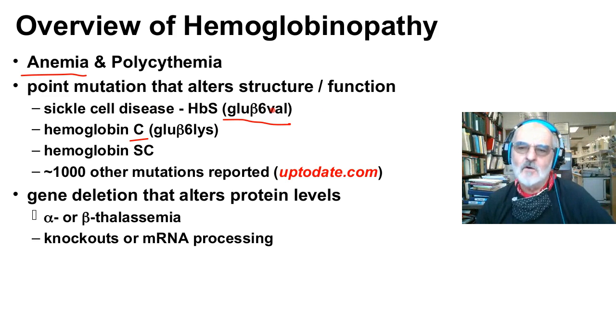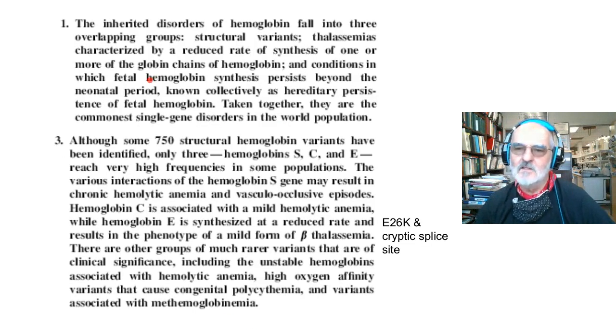So there are point mutations that affect structure function. There are also mutations that affect either gene deletions or protein levels. So alpha thalassemia, low concentrations of alpha chain, tend to be gene knockouts. They tend to be destruction or partial destruction or loss of alpha genes. Beta thalassemias tend to be impacts on splicing or mRNA processing. Okay, and so again, we're going to get to all of that as we go through.